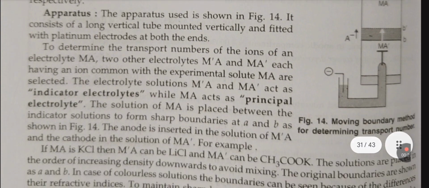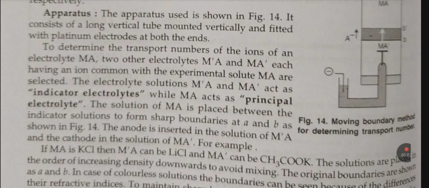To determine the transport number of the ions of a given electrolyte MA, two other electrolytes M'A and MA' each having an ion common with the experimental solute MA are selected. The electrolyte solutions M'A and MA' act as indicator electrolytes, while MA acts as the principal electrolyte. The solution of MA is placed between the indicator solutions to form sharp boundaries at A and B as shown in figure 14.